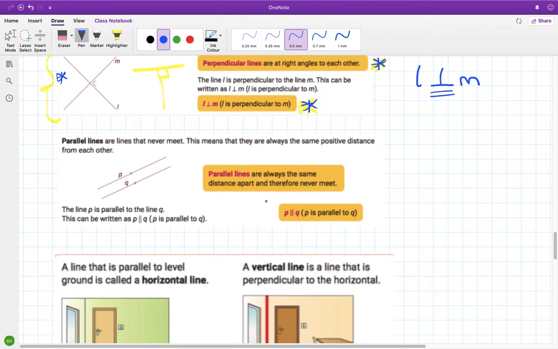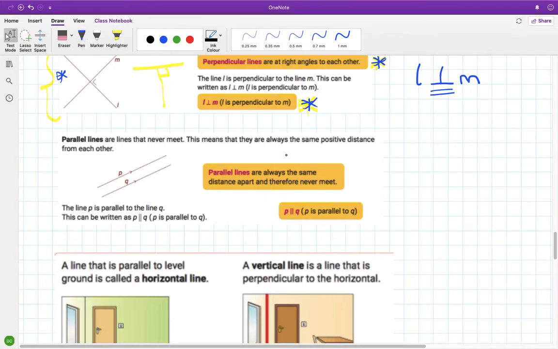And then parallel lines. I think I've definitely asked you this in class before, so I know you know this one. Parallel lines are always the same distance apart and therefore they never meet. So here's your parallel lines here. No matter how long, lines continue infinitely in both directions. If you were to continue this line up this way and this one up this way, they're the same distance apart, so they would never cross. And likewise down here, if you were to continue, they'd never meet. So that's what a parallel line is.